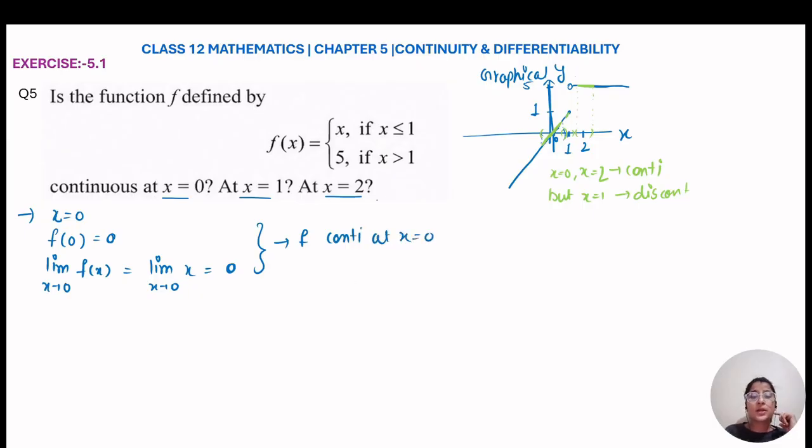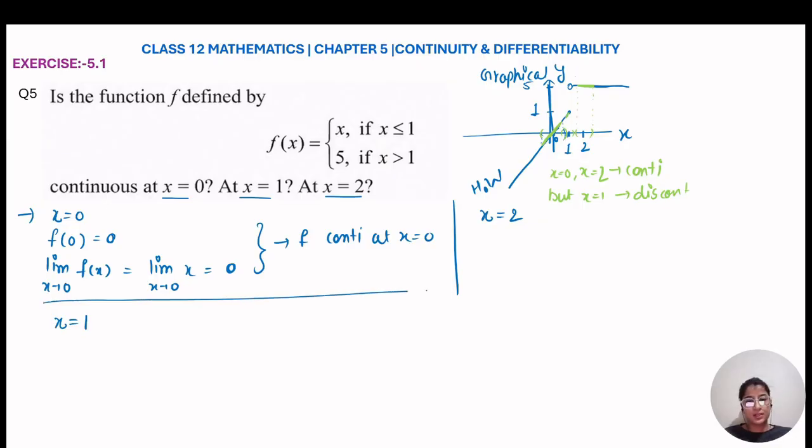Now similarly you can do this for x = 2 also. I leave it for you as homework. For x = 2, check that it is continuous, or just find the limit value and the function value, then you will see they are the same. Now I will explain when x = 1. Then we will do our last point, that is x = 1.